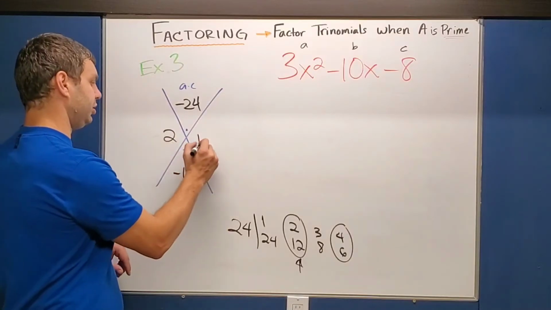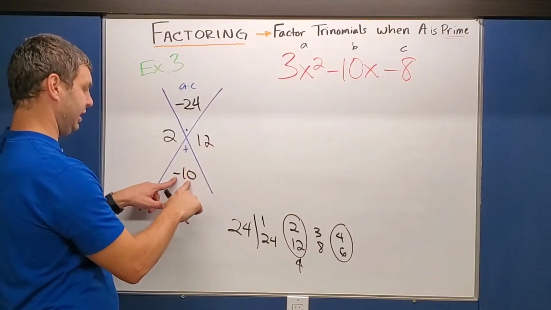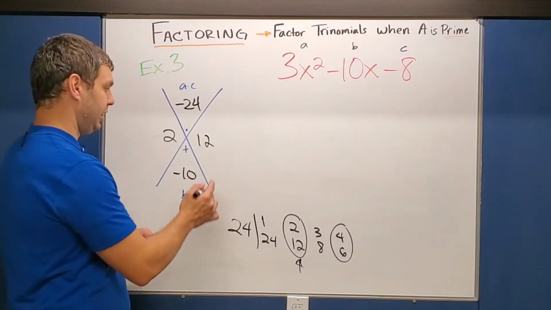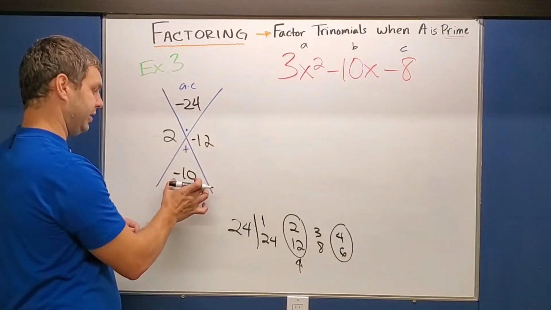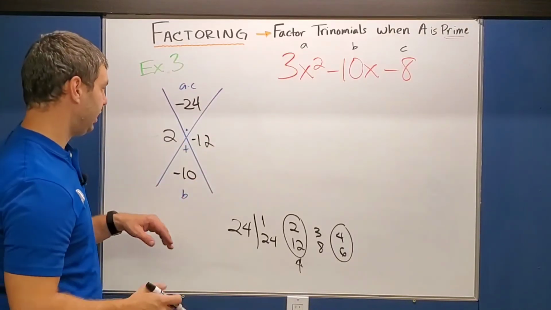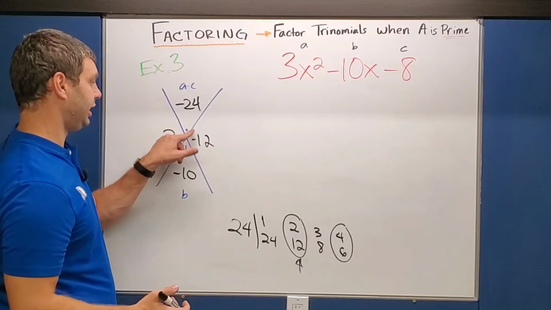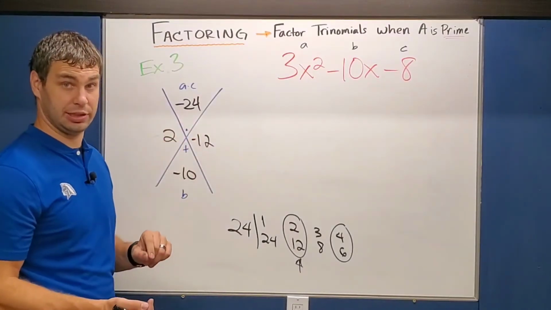This time when I put a 2 and 12 on, in order to get to a negative 10, when I add those together, my larger one's going to be negative, since my answer is negative. And then does that also work when I multiply? 2 times negative 12, yes, is negative 24.